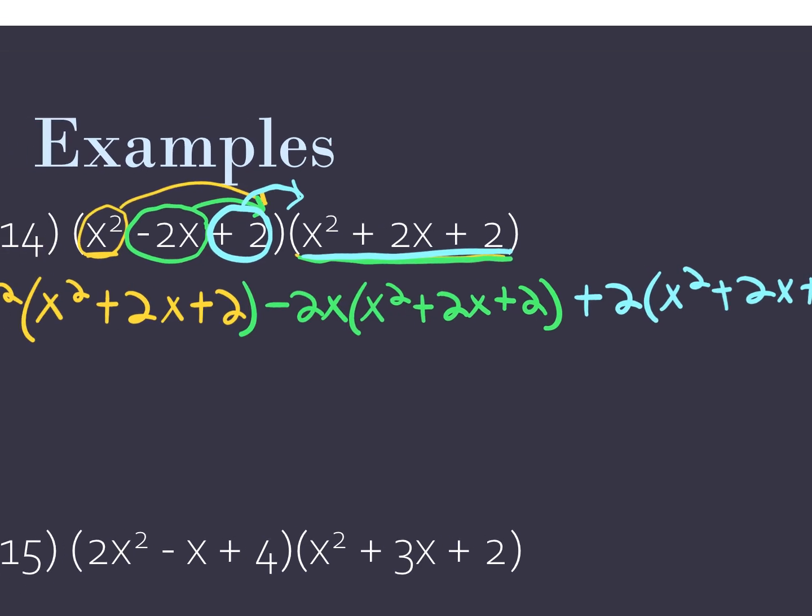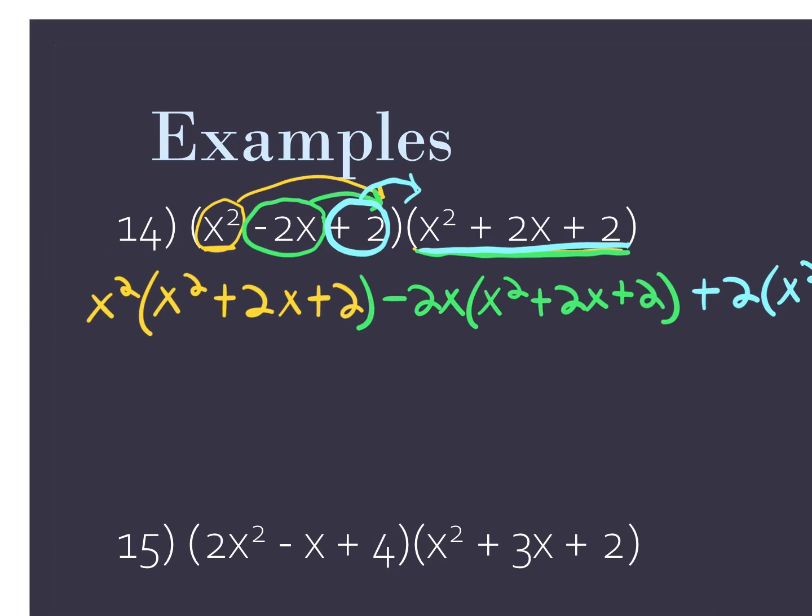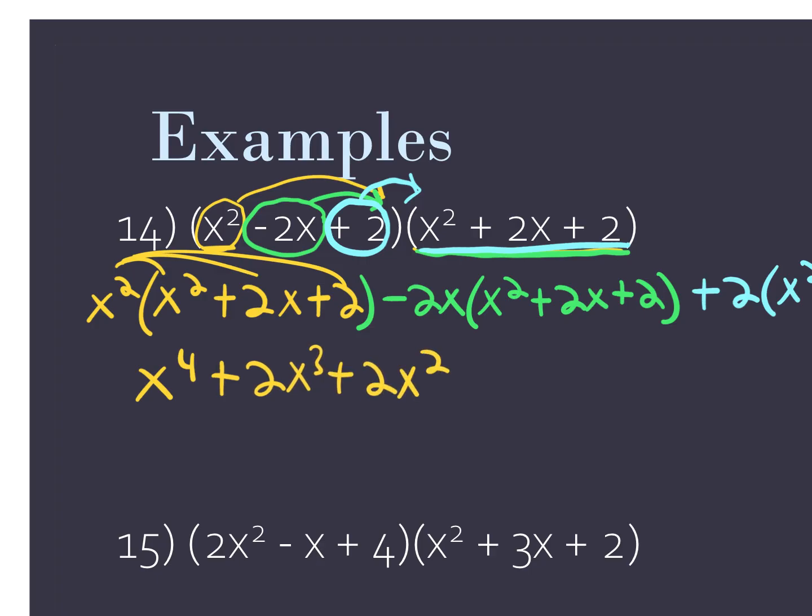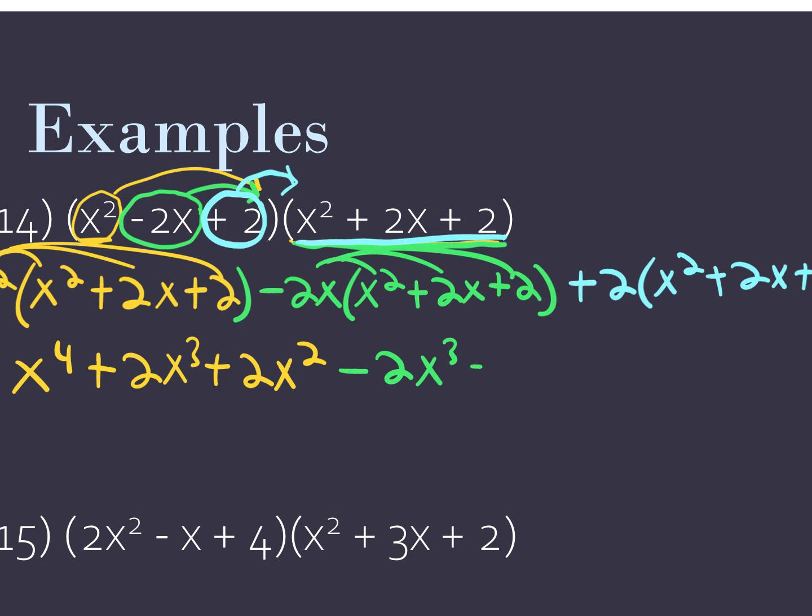And we handle these piece by piece, right? So I'm going to start with the yellow, and we're going to take that x squared and distribute it to all 3 of these terms. So this is going to get us x to the 4th plus 2x to the 3rd plus 2x squared. And now we can take that negative 2x, distribute it to each term inside. That's going to get us a negative 2x to the 3rd minus 4x to the 2nd minus 4x.